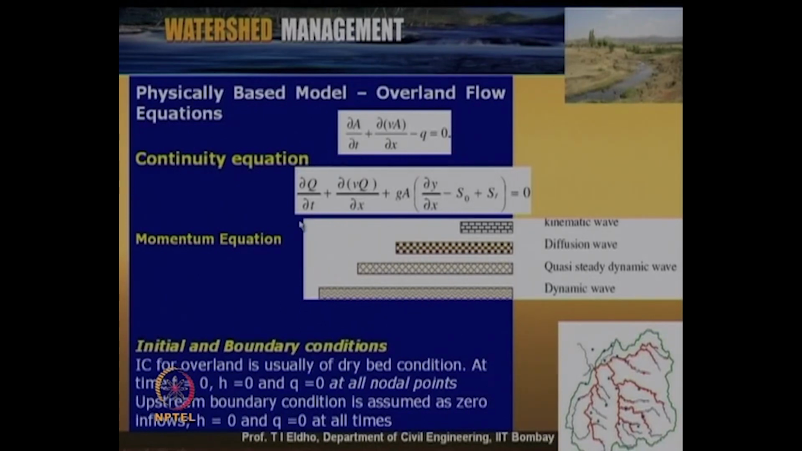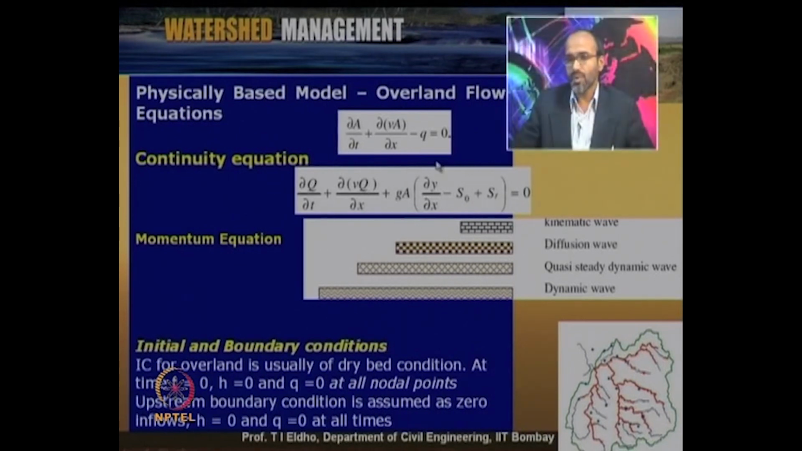And the momentum equation can be written, here is the momentum equation: del Q by del T plus del V Q by del X plus G A into del Y by del X minus S0 plus SF is equal to 0. Where Q is the discharge, G is the acceleration due to gravity, Y is the depth of flow, S0 is the bed slope, and SF is the energy slope. So, as we discussed, this is for overland flow modeling.